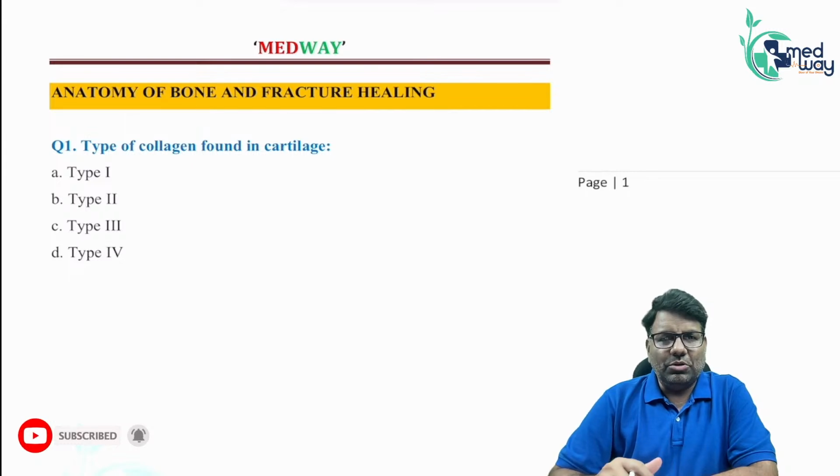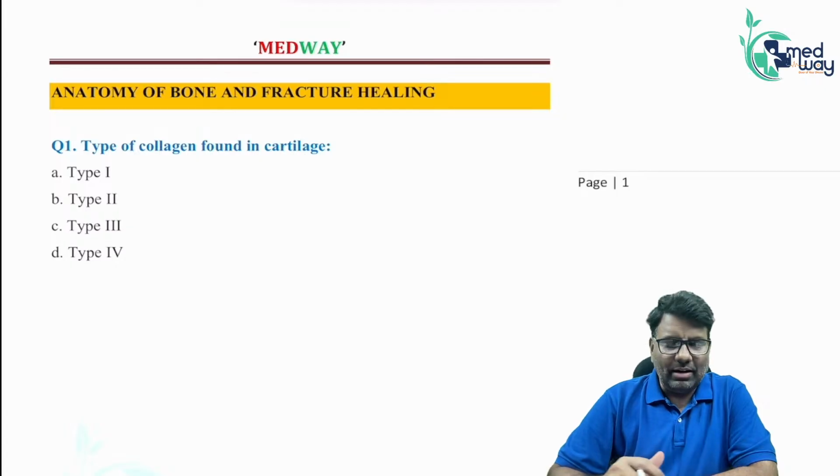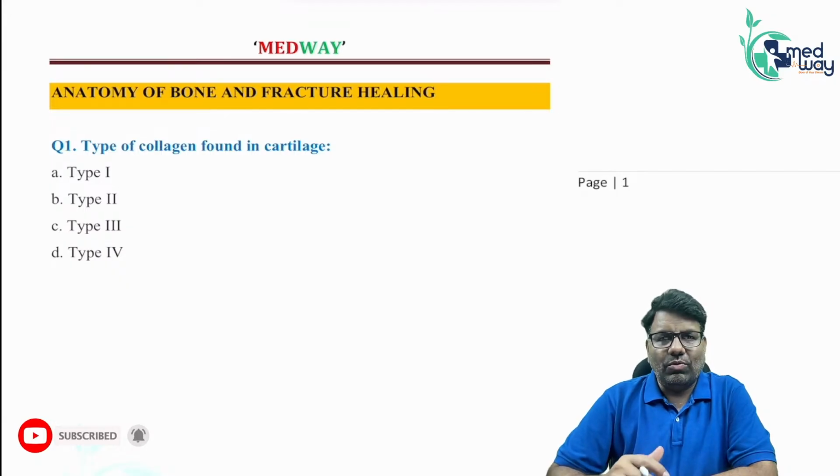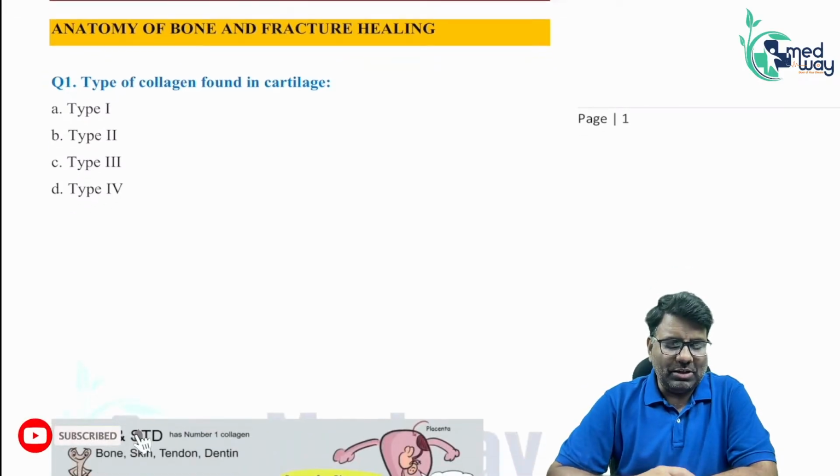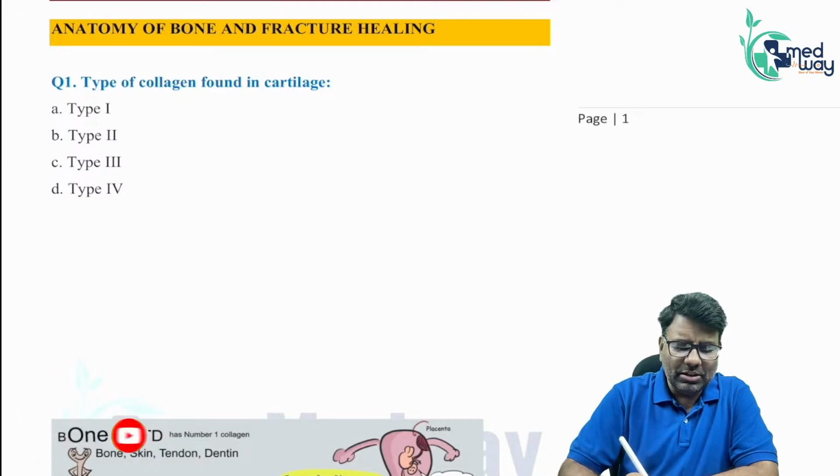I have taken MCQs and organized them chapter wise, and in the end I have kept around 10 MCQs which are image based, right? So 40 MCQs chapter wise and 10 image based questions from orthopedics. So starting with the first chapter, that is anatomy of bone and fracture healing.